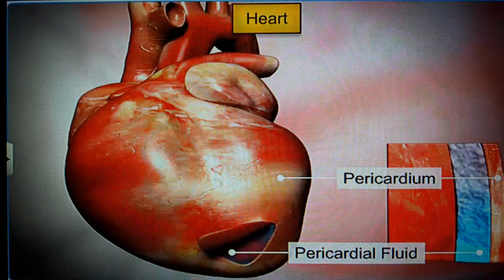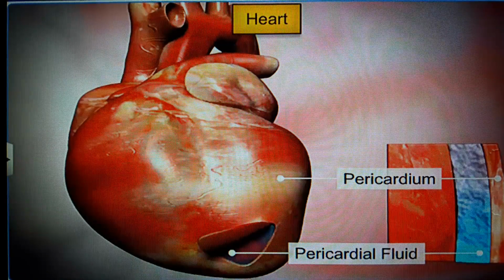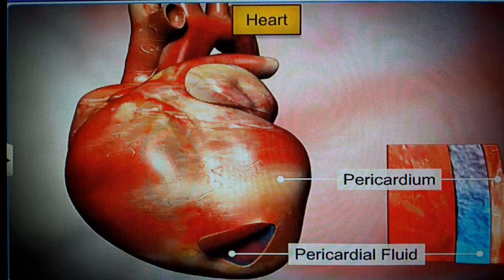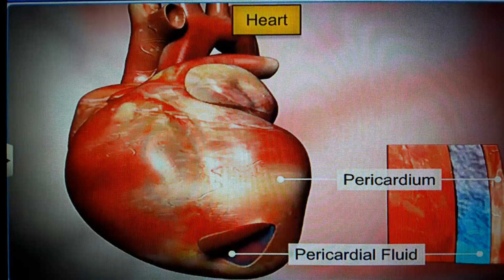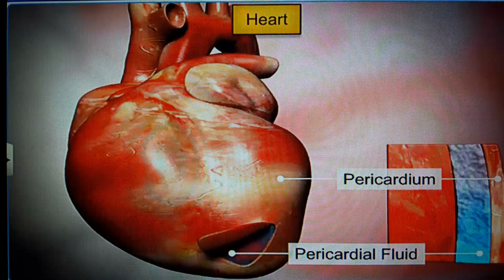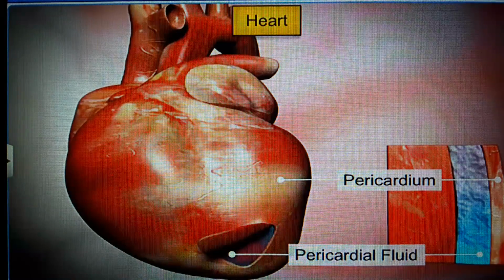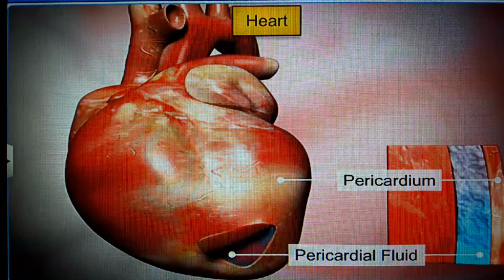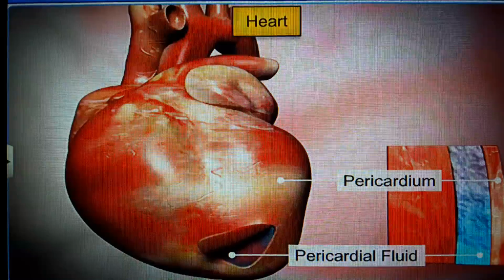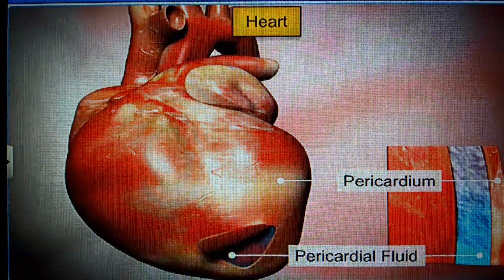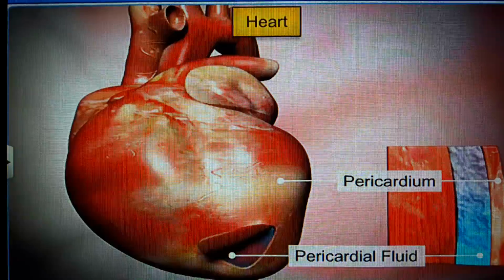Between the parietal and visceral layers of the serous pericardium, there is the pericardial space filled with pericardial fluid. So the pericardium functions to protect the heart from injury, mechanical shocks, and friction. And the pericardial fluid keeps the heart moist and prevents friction.